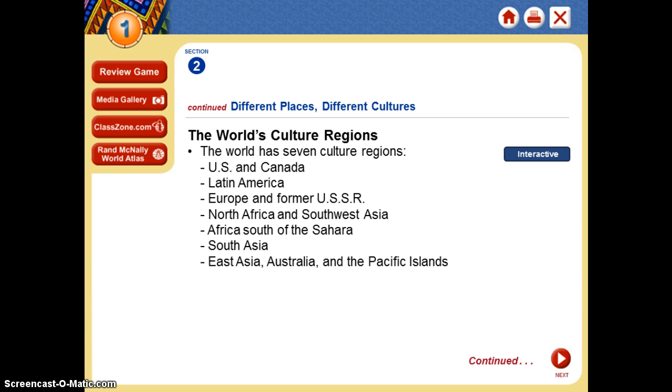Alright. The world has 7 distinct culture regions. U.S. and Canada is one. Latin America is another. Latin America actually includes Mexico and Central American countries, as well as South America. Europe, all the way across to the former Soviet Union. That's Russia and all the small states that used to be a part of the Soviet Union.